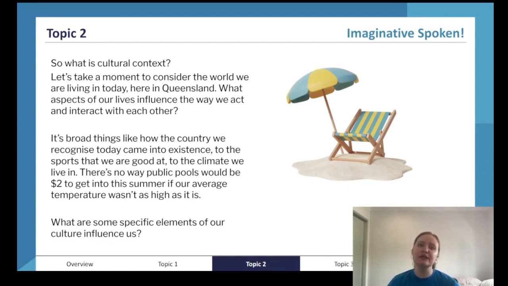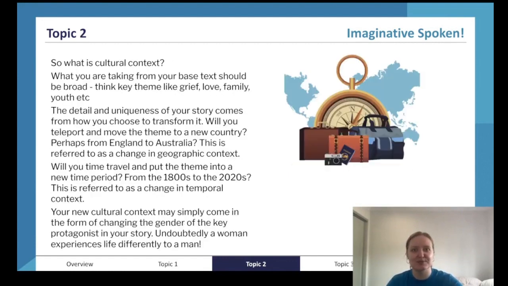So culture is a really important aspect of writing a story because you need to be thinking about the way that it influences readers to respond. So what is cultural context? When you're taking this cultural context from your base text, I want you to be thinking broadly. I want you to be thinking about taking a key theme from that base text into your own original piece of work. So it could be family, youth, love, grief, anything like that. The detail and uniqueness of your story, what makes your piece original and new, will come from the way that you choose to transform it.